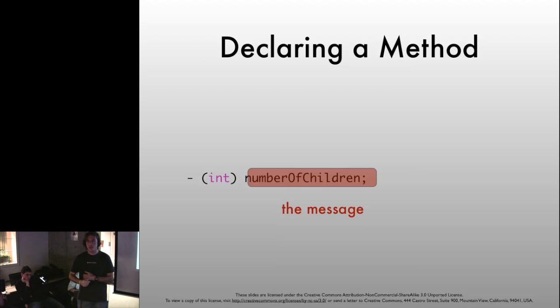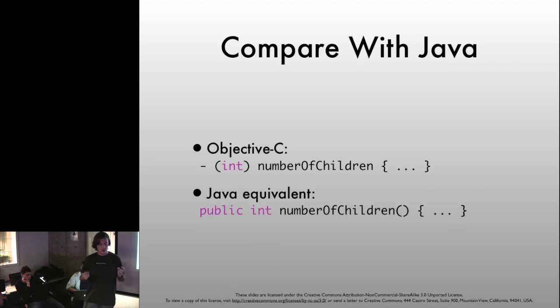Does that make sense? Any questions about declaring them? This is a pretty simple example. It's just a no parameter method, but it's a good example to start. Okay, so an equivalent expression in Java might be something like public int numberOfChildren, parens, then curly braces, the body of the method. Java, of course, doesn't really have a notion of declaring a method without defining it, but Objective-C does, and you'll see why we need that. So that's an example of declaring a no parameter method in Objective-C. Does that make sense?